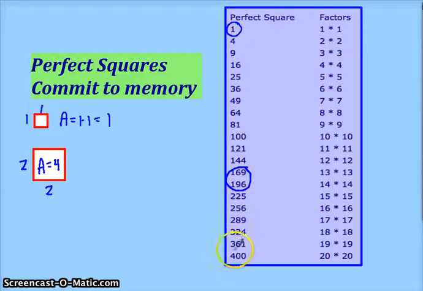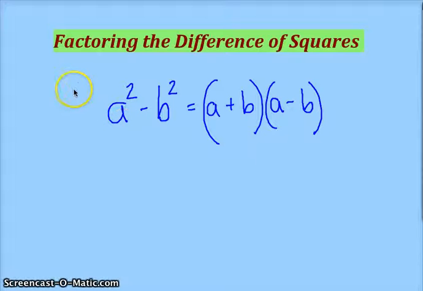Again, if you can get up to 20 perfect squares, that would help you very, very much. So here is our formula to factor the difference of squares.